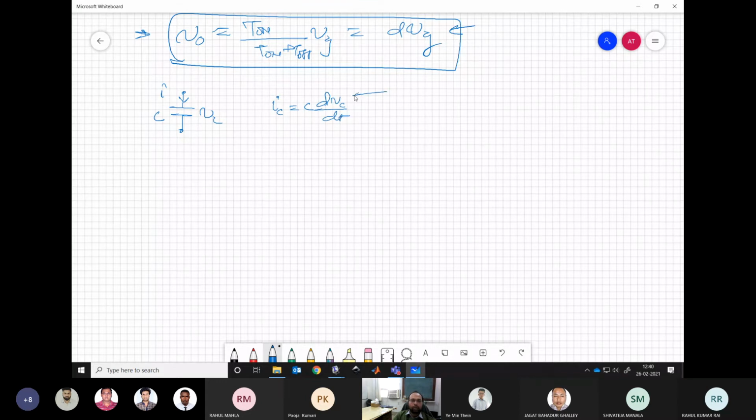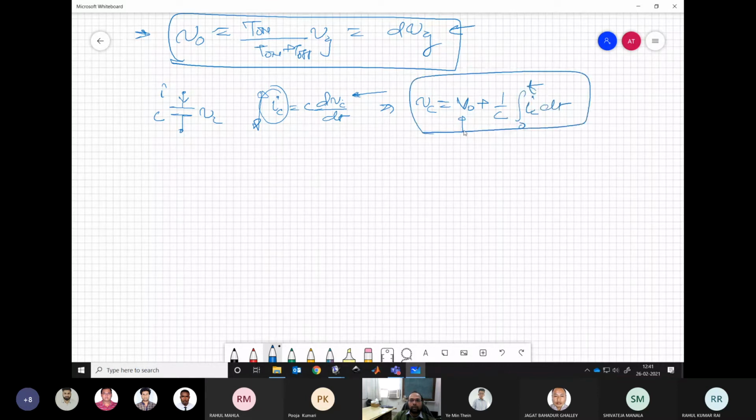So which means there cannot be any discontinuity in VC. If you want to make any discontinuous waveform for VC, your IC will go very high. It will be close to infinity. In other words, if you solve and write this, if you want to maintain VC to a value V0, then this is the equation which will govern that, and to maintain it to the average value V0, we must maintain this other term close to 0.